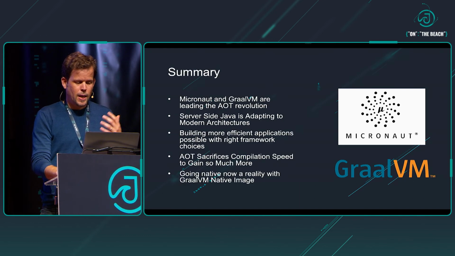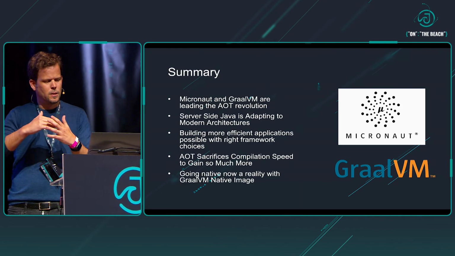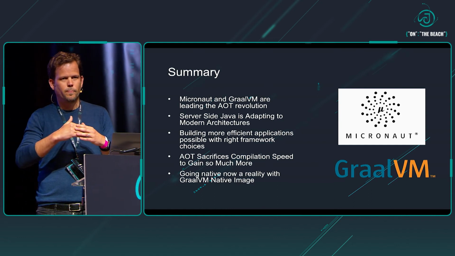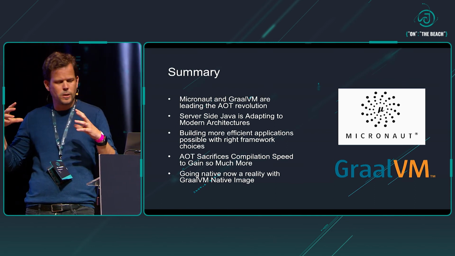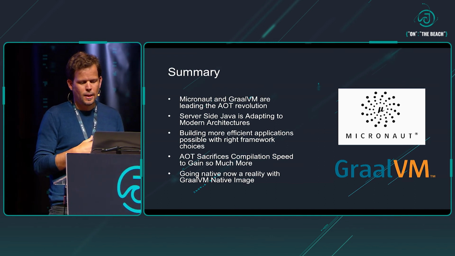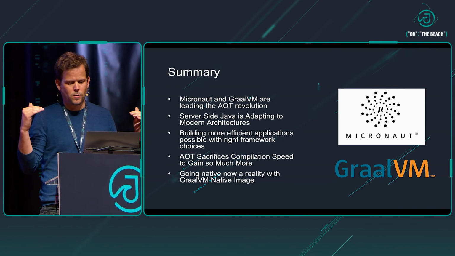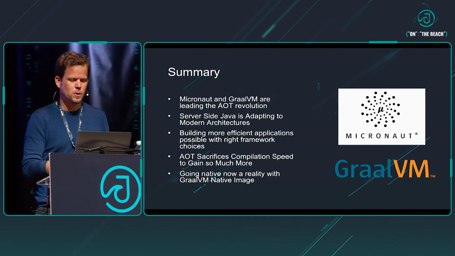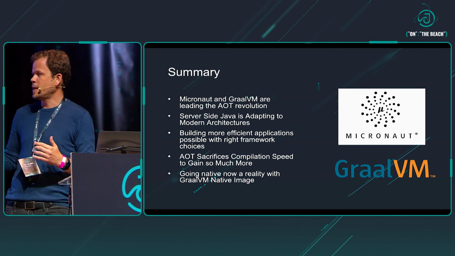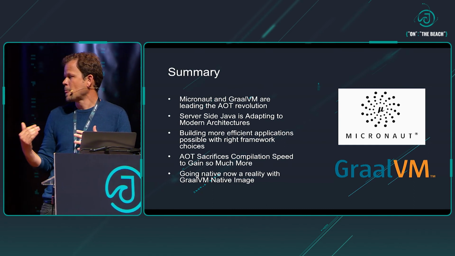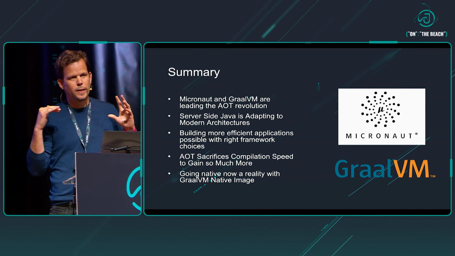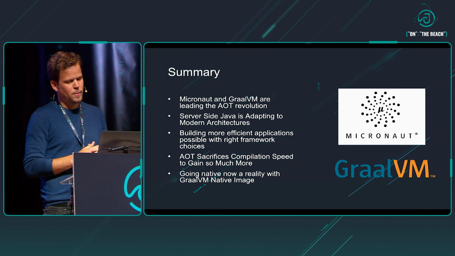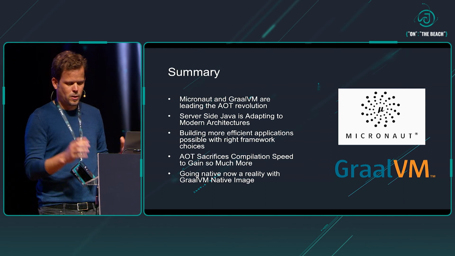So in summary, Micronaut and GraalVM are leading this revolution in the Java world towards doing more AOT, where server-side Java is adapting to these modern architectures. And you can build really efficient, low memory footprint applications with the right framework choices. Micronaut optimizes for lower memory consumption. And there's a trade-off with AOT: the compilation speed is longer, but it opens up possibilities that just weren't really possible before. And going native now is a reality with GraalVM Native Image. And I hope you enjoyed the talk.